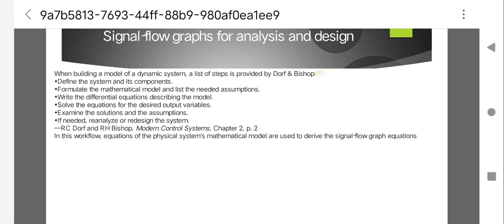Signal flow graph for analysis and design. When building a model of a dynamic system, a list of steps is provided by Dorf and Bishop. Define the system and its components. Formulate the mathematical models and list the needed assumptions. Write the differential equations describing the model. Solve the equation for the desired output variable. Examine the solution and the assumptions. If needed, reanalyze or redesign the system.